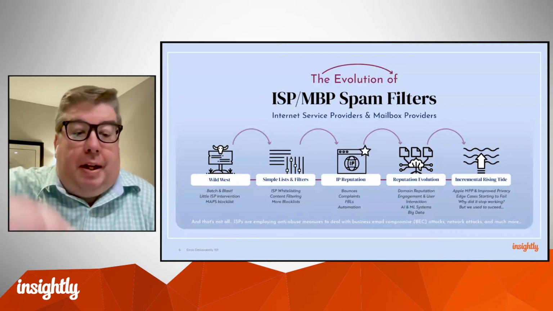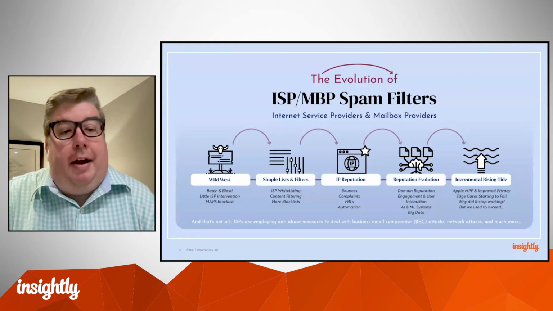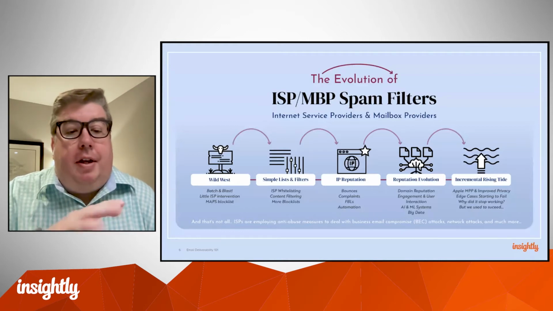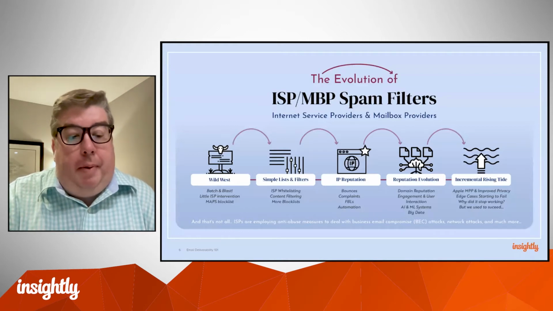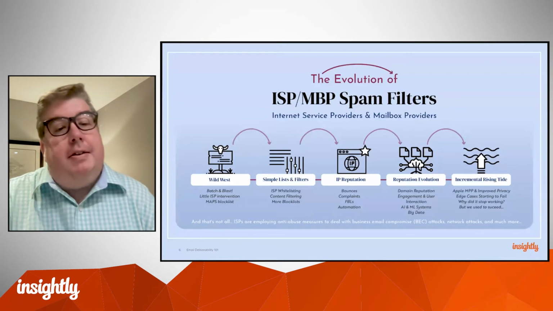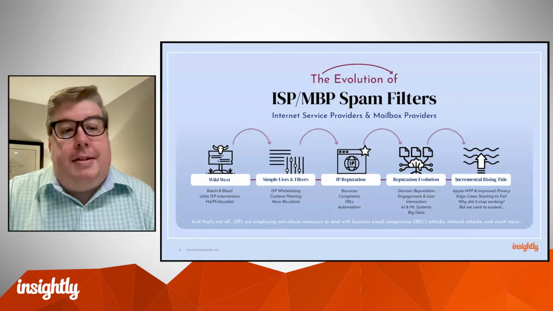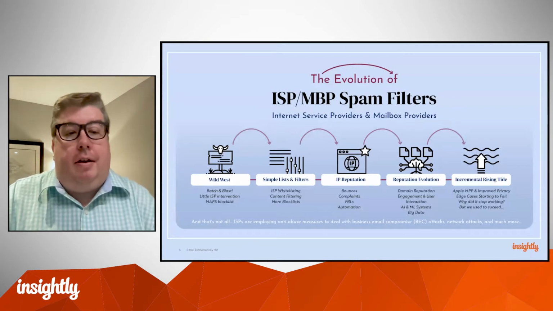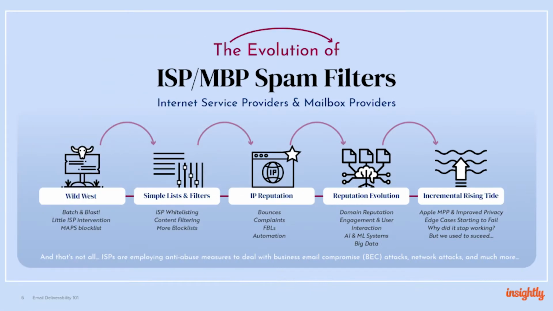Not to read the little tiny type on all of the words on the slide, but you can see that as filters have gotten more complex, it gets easier to get tripped up in those filters. And it's not so much that the filters are aimed at blocking mail from legitimate marketers. The real goal here for a lot of ISPs is to prevent things like business email compromise, phishing and spoofing, and really bad and just evil stuff.